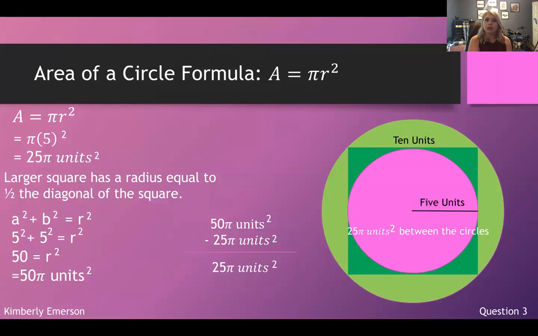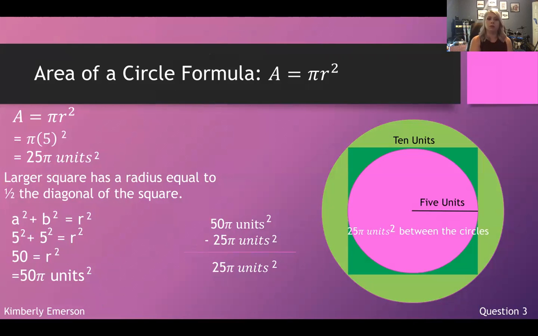All right, so now we're going to look for the area of a circle formula. The formula for that is A equals pi times radius squared. We're going to look at our example down here, and we see that our bigger circle, our larger square, has a radius equal to half of the diagonal of the other square. So we have 10 units, and half of 10 units would be the 5 units. So we're going to plug this in and use our formula.